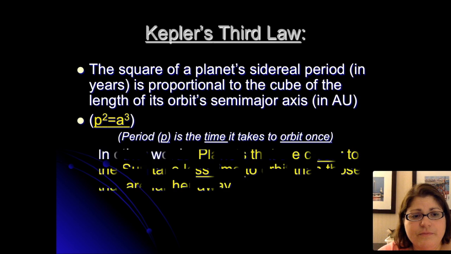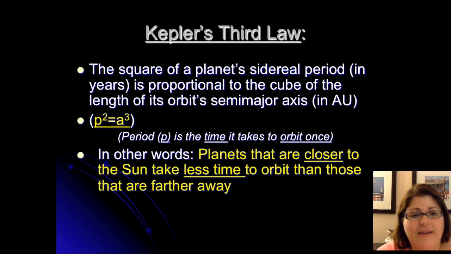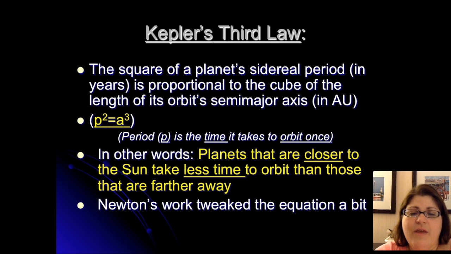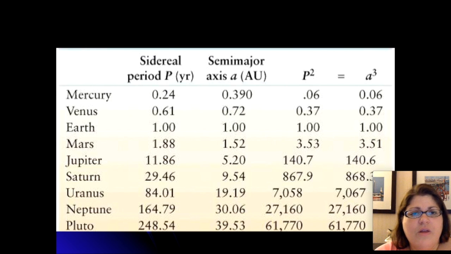So, what we're really saying for this is planets that are closer to the sun take less time to orbit than planets that are further away. The mathematical relationship got tweaked a little bit by Newton, but for now, that's all we care about. So when we look at the planets, this should make sense. Mercury's orbit is much, much shorter than Neptune's orbit. Mercury is much closer. It orbits in 88 days. Neptune takes 164 years. So that difference has to do with their distance.